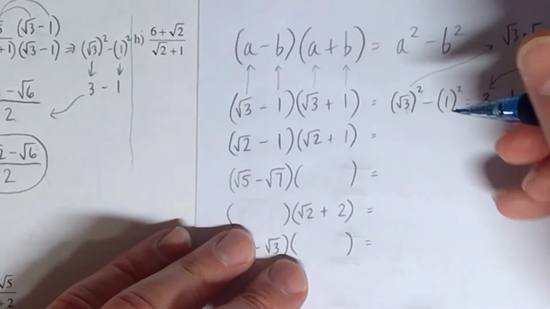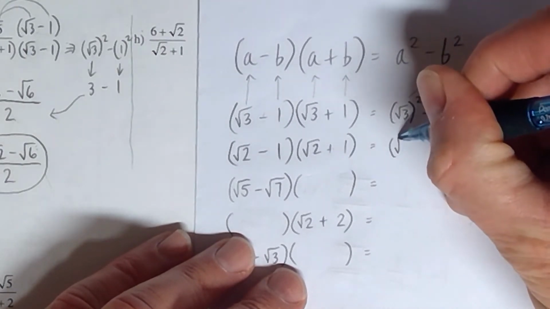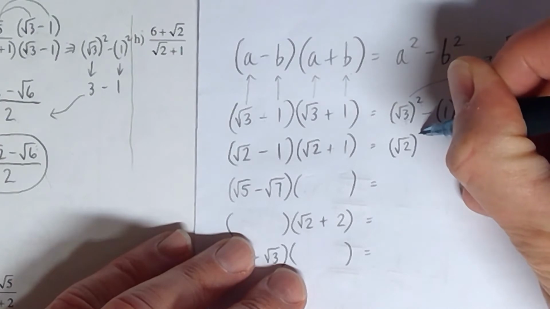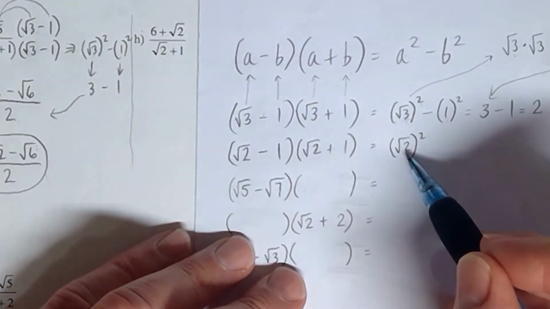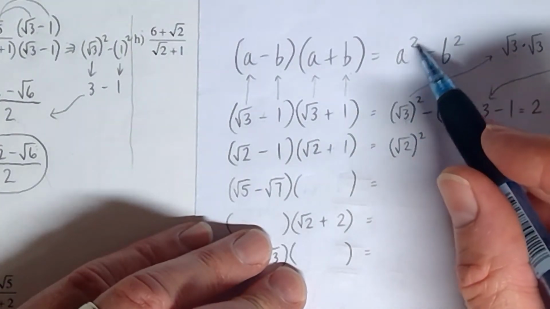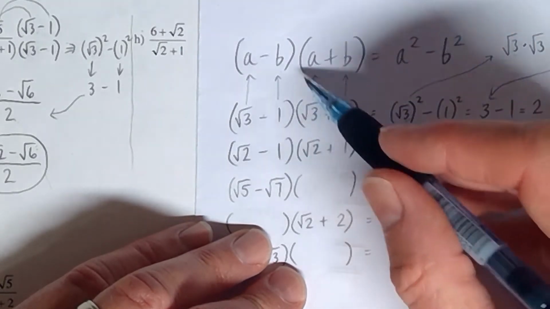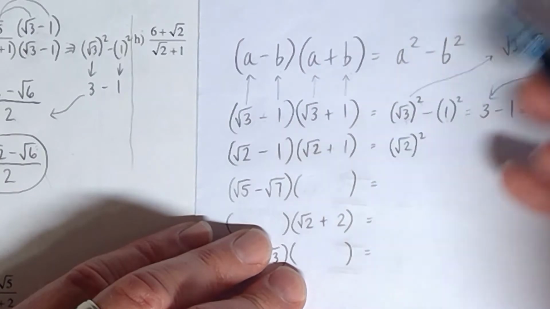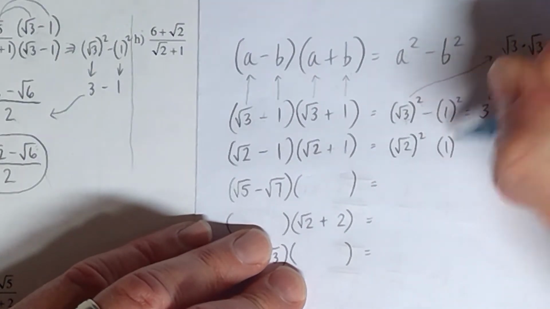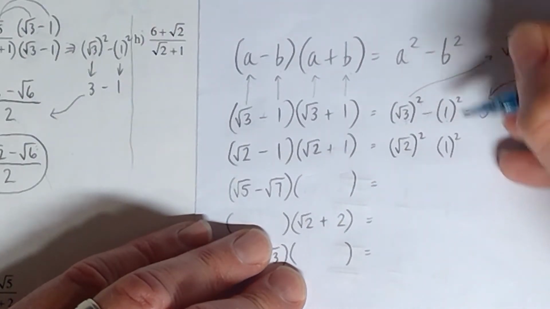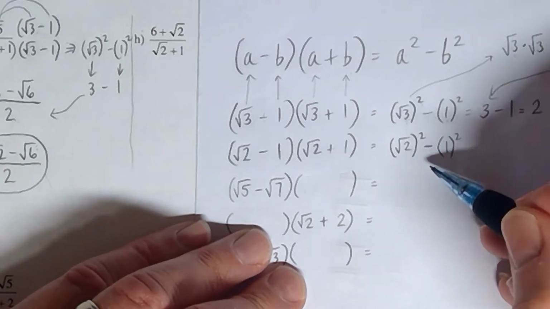According to the formula, you are supposed to square each term. So I square the square root of 2. That's the a, and that's why it says a squared here. We square that. And then the b here, as you can see, the b is the 1 again. So we're going to square that. That's the b squared part here. And then the minus falls in between that.